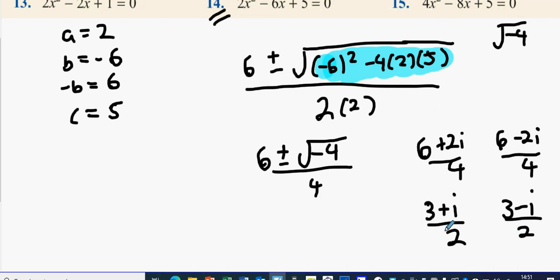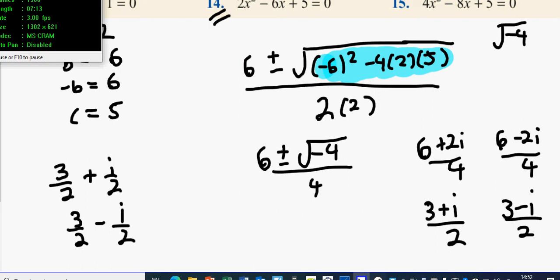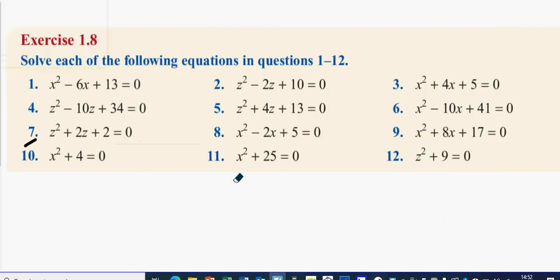Or they can be written as 3 over 2 plus i over 2 and 3 over 2 minus i over 2. It can be written as that as well. Okay. Now, really quick. It's really easy. Here's what you're going to do.